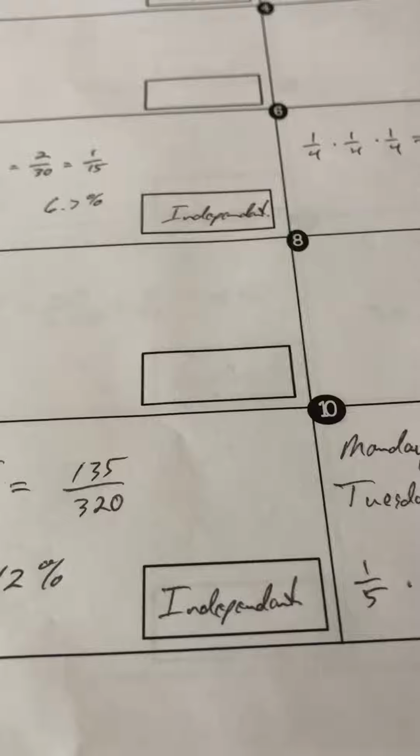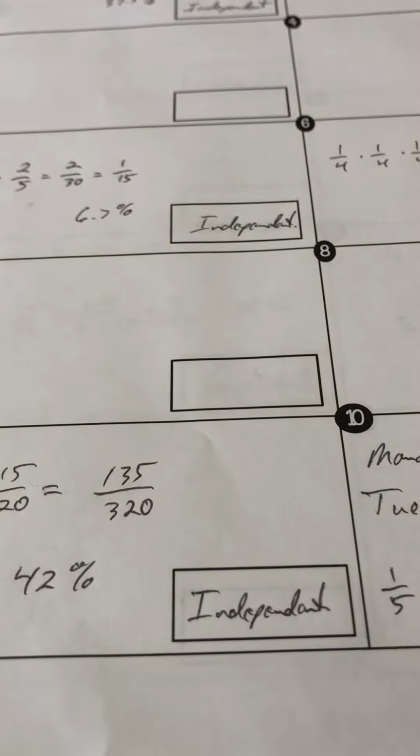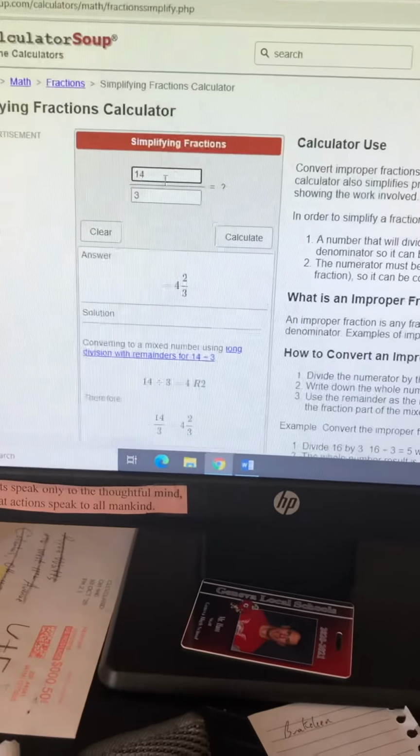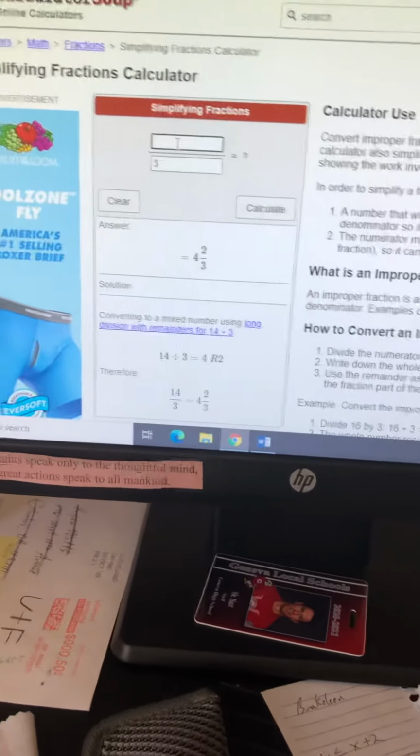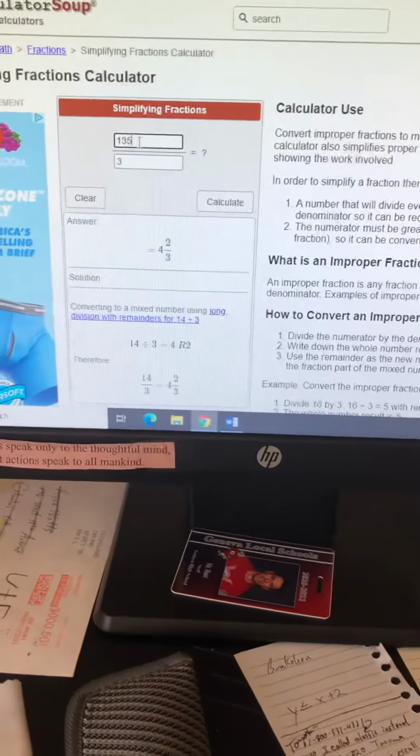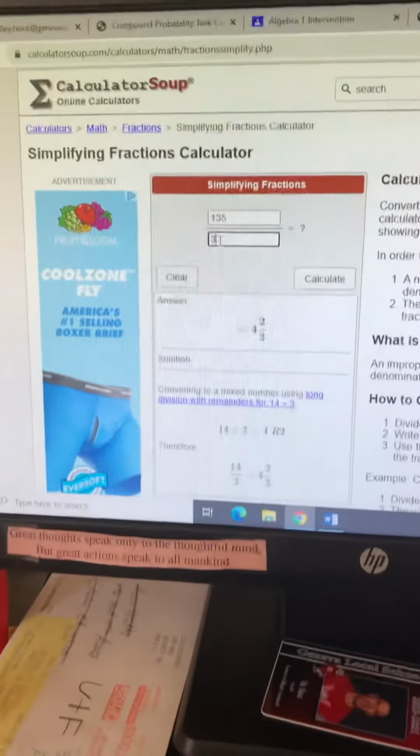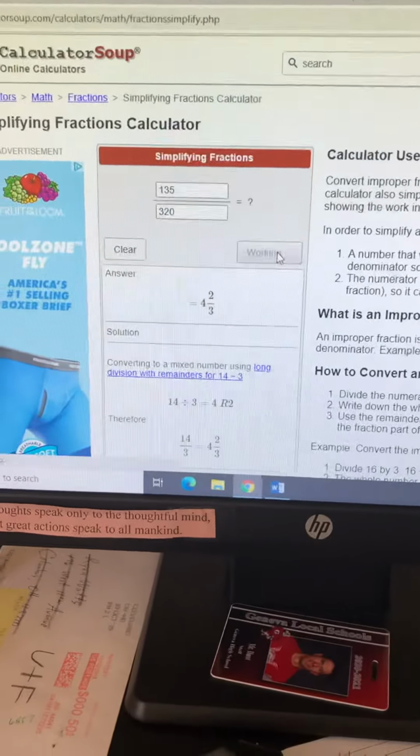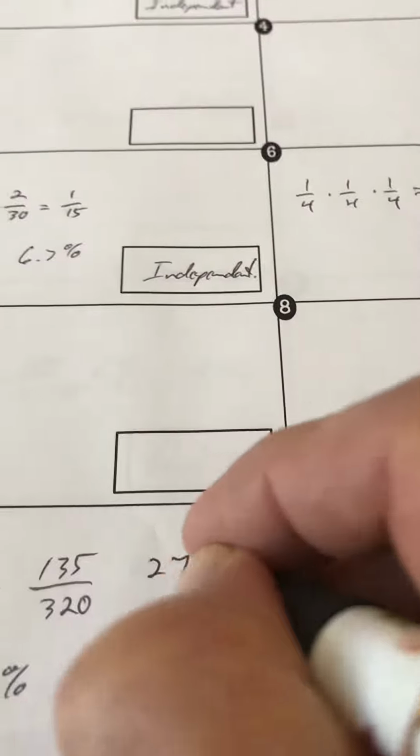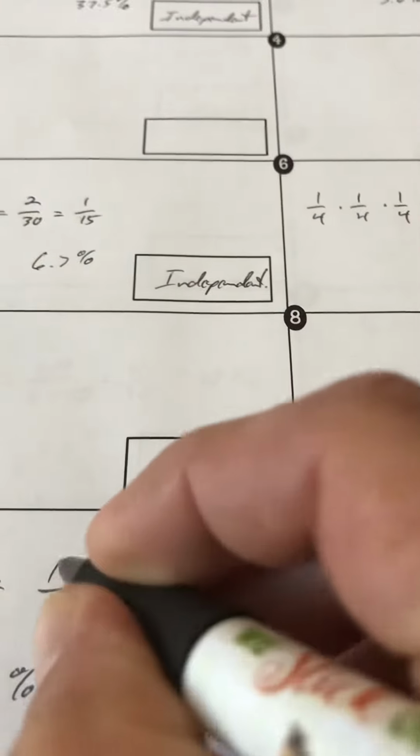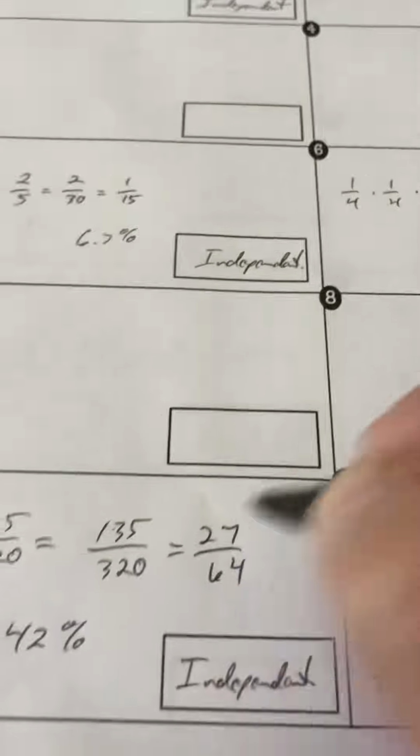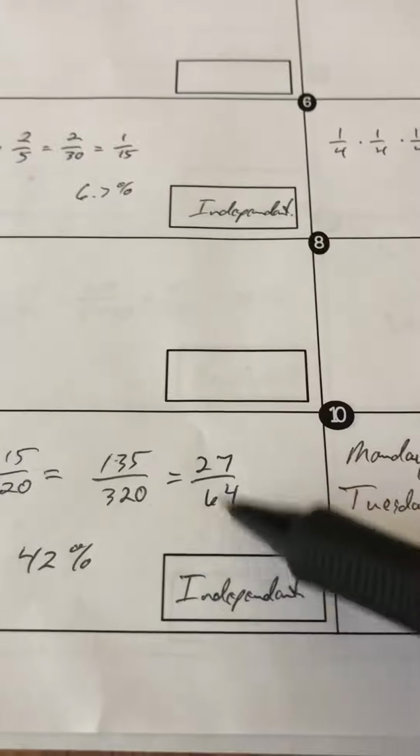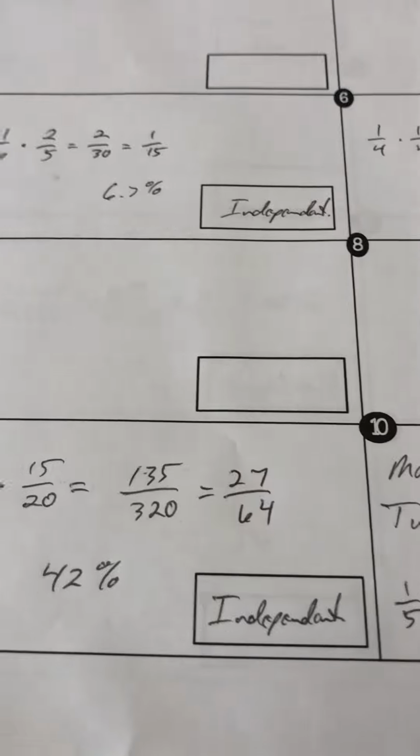If you had to reduce that, if I click on that, enter, this is how that works. Let me go 135 over 320, and I hit calculate, and it gives you the 27 over 64. So that would be 27 over 64. And if you just divide either one of these, you're going to get the same percentage.